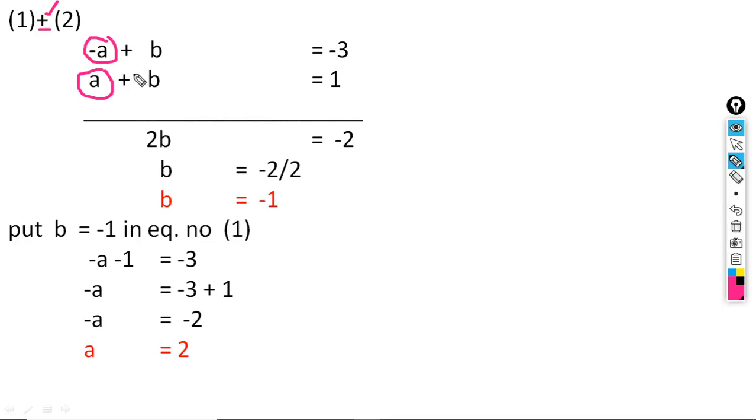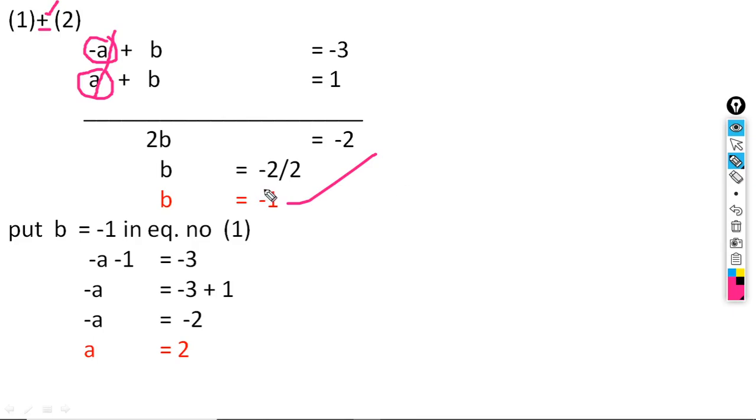So when we add them, minus a plus a cancels out. We get b plus b, 2 times b, equals minus 3 plus 1, which gives us minus 2. Here the value of b is equal to minus 2 upon 2, so the value of b is equal to minus 1.